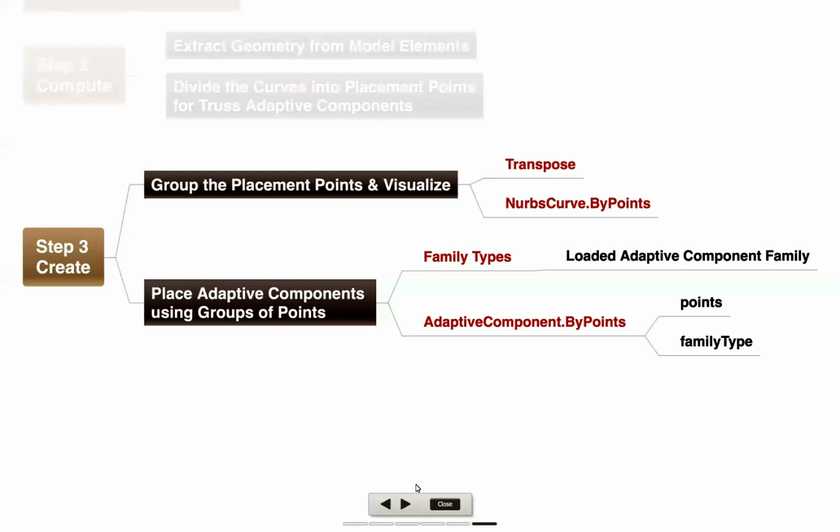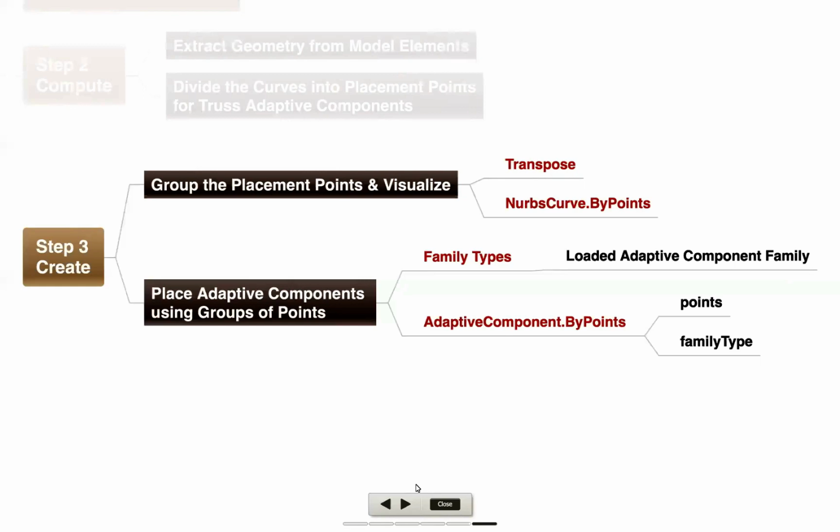Now that we've selected those curves and we've computed where the placement points are going to be, we're ready to start creating. In this case, we're going to group the points together to get ourselves ready to do the creation. What we're going to do is basically group different points that'll be the placement points for the adaptive component. And to do that, we're going to transpose the lists of points.